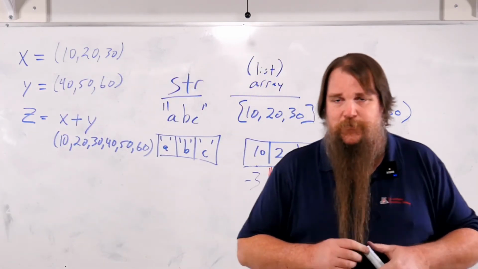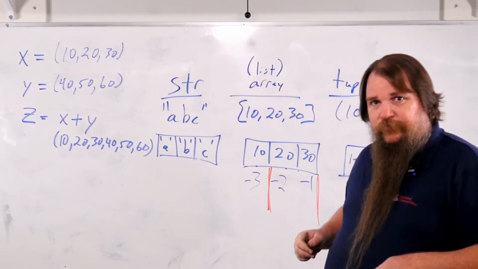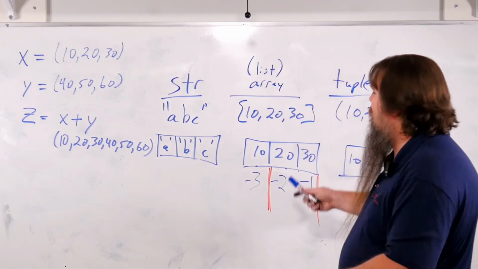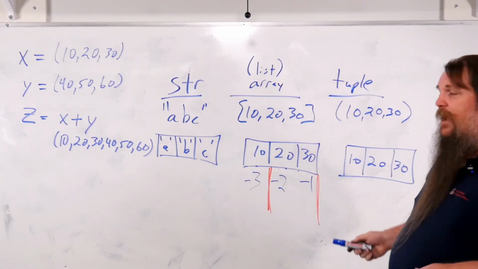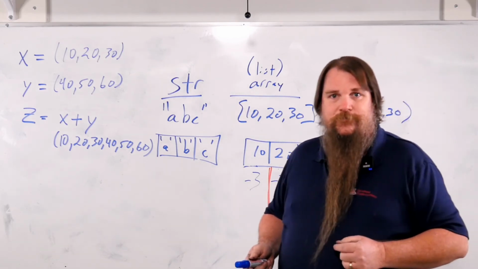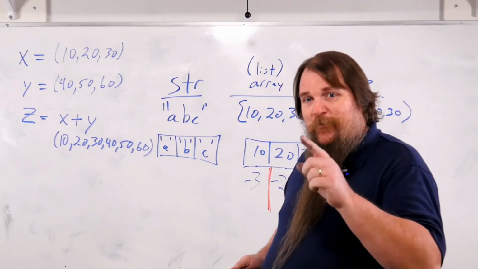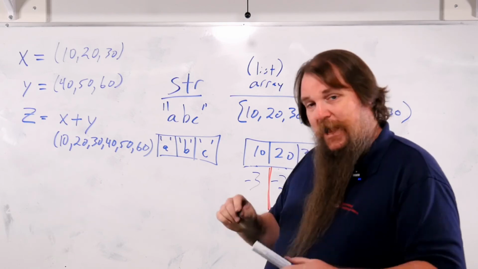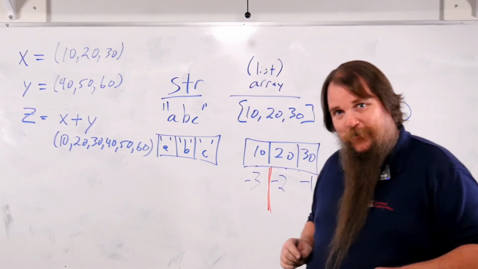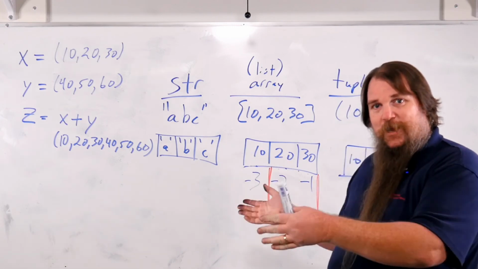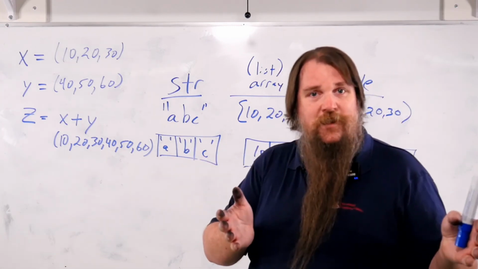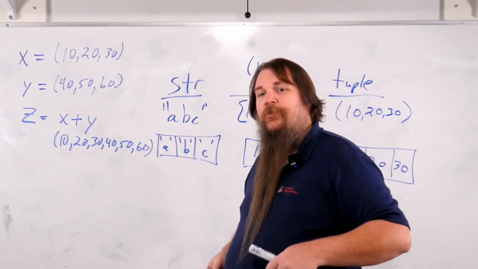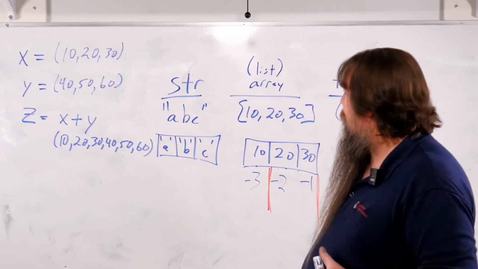Can you mix types? No, you cannot. You can only concatenate a string to a string. You can only concatenate an array to an array, or a tuple to a tuple. But remember, if you go look at the conversions video that I've already given you, you can convert from one type to another. So if you have a tuple and you want to make it an array, you can do that. If you have an array, you want to make it a tuple, you can do it, and so on.